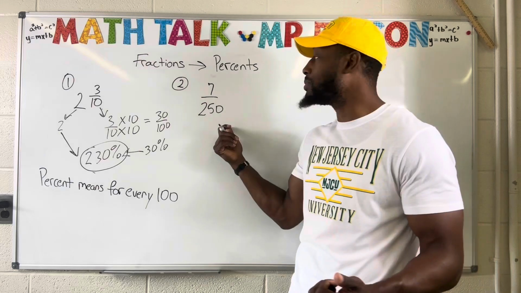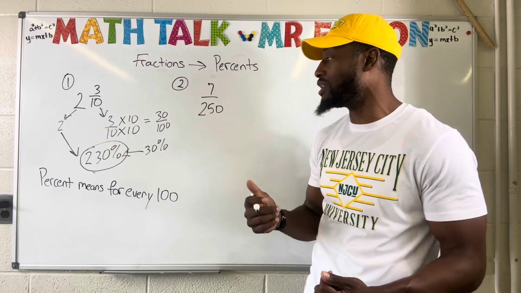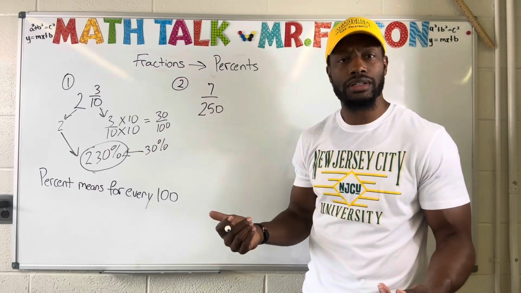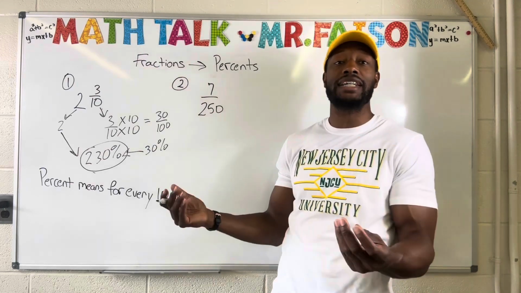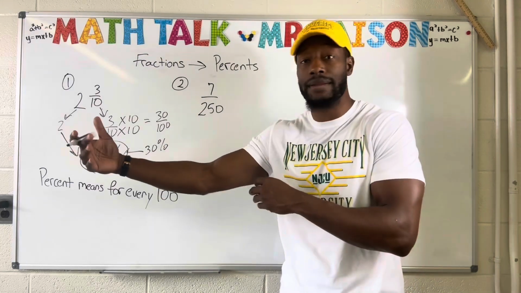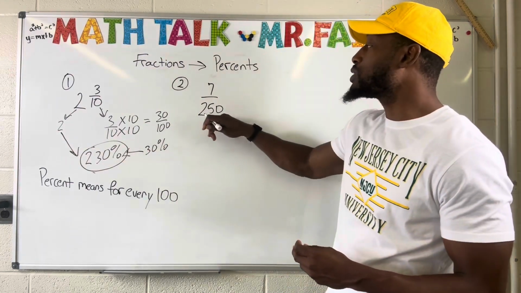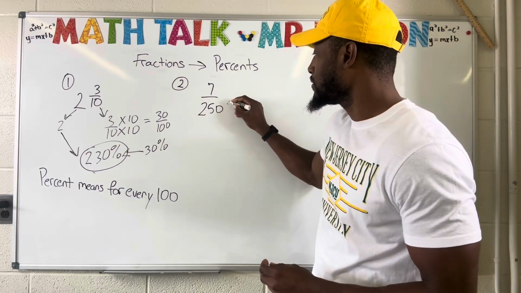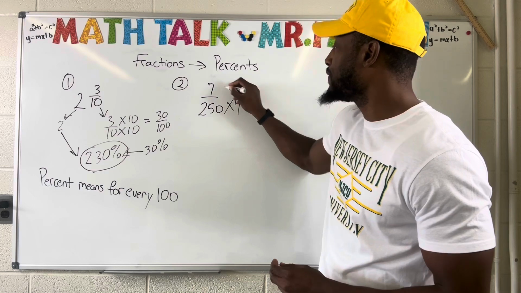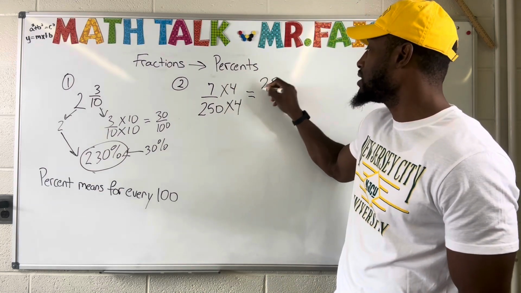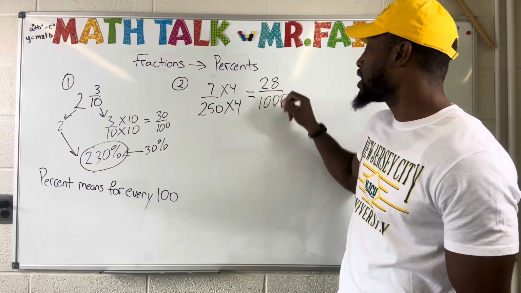Now, when we look at problem number 2, we have 7 over 250. Normally, we'll turn this bottom number into 100, but we can't do that because it's past 100. So we have to turn it into the next best thing, 1,000. So I'll ask y'all, what do I have to multiply 250 by to get 1,000? That's going to be 4, and I'll multiply the top by 4. Now we're looking at 28 over 1,000.